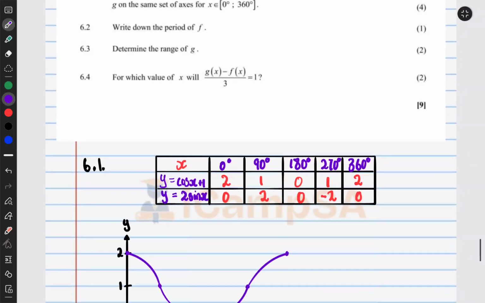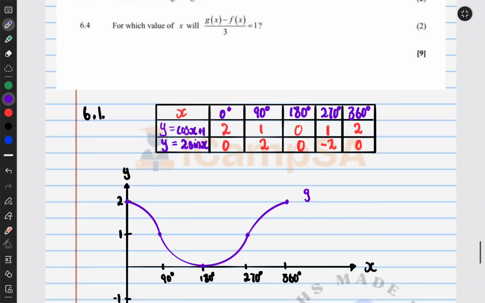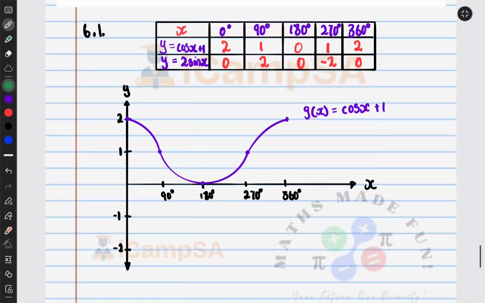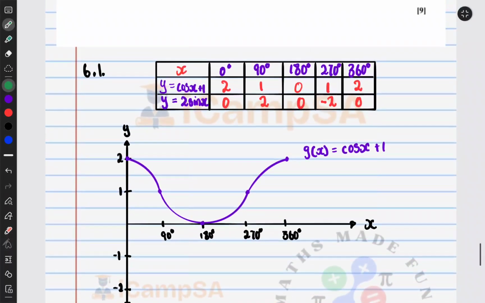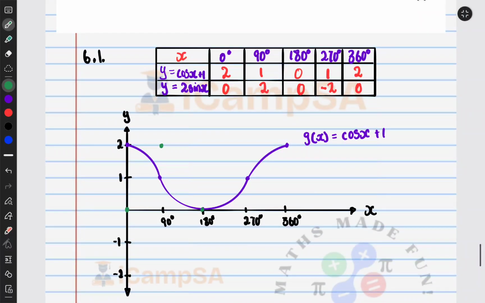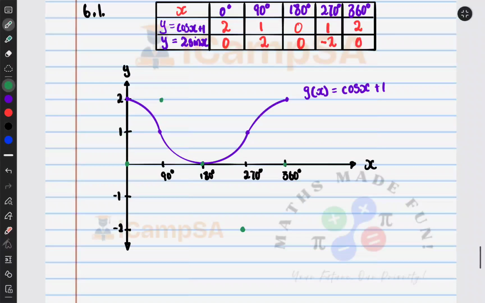Let's quickly do the one for g at x. G at x is equal to cos x plus 1. Let's construct the other one for 2 sine x, where x is 0 degrees, y is also 0, where x is 90 degrees, y is 2, where x is 180, 0, 270 is negative 2, 360 is 0. Okay, that's the second one.